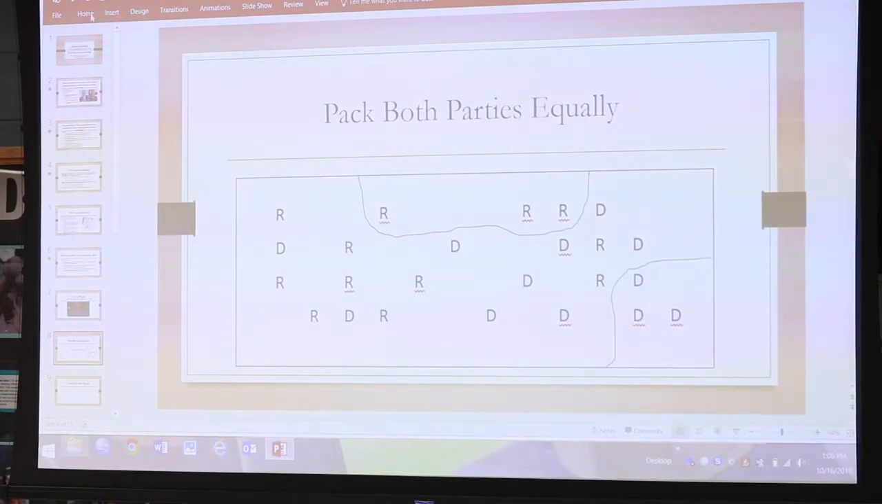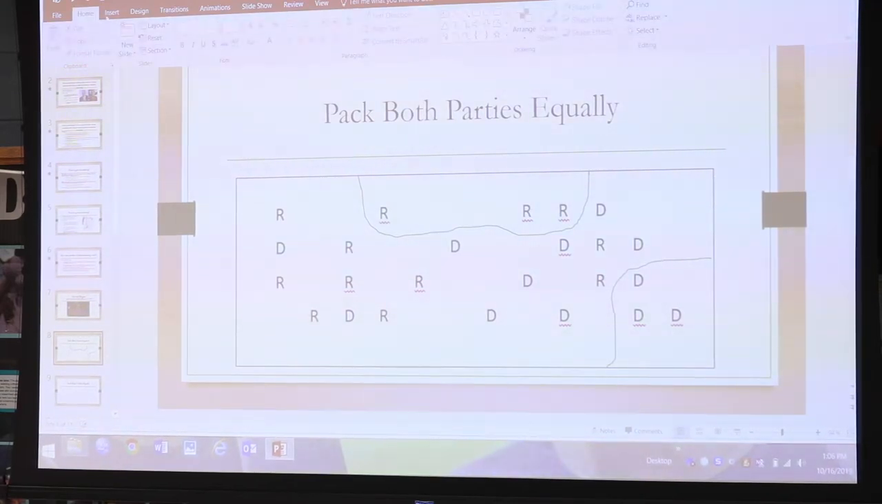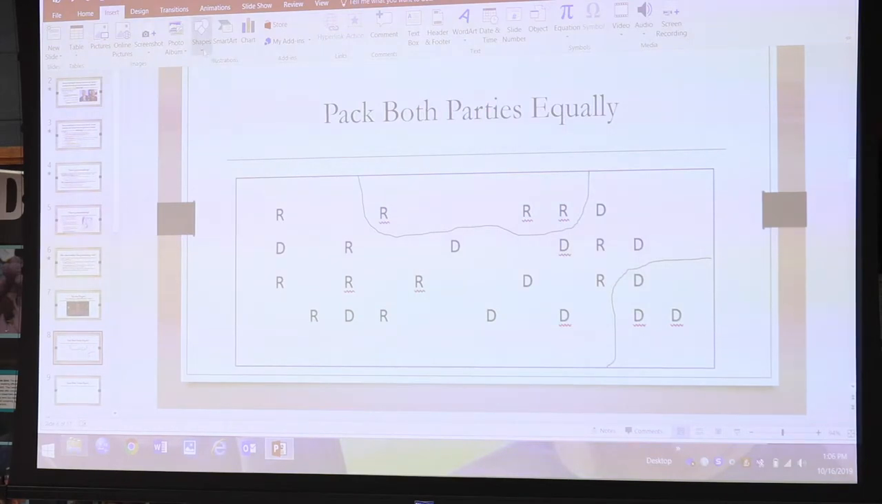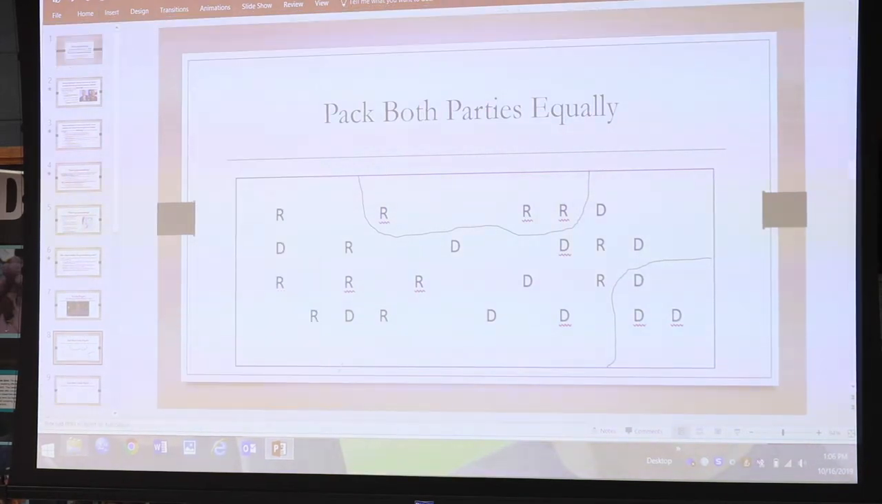After you've got your second district drawn, go ahead and let's pack another Republican district. So again, see if you can find three Republicans that you can all pack into one district. And it needs to be three and only three. Be careful not to cut off somebody where you can't get to them in a later district.